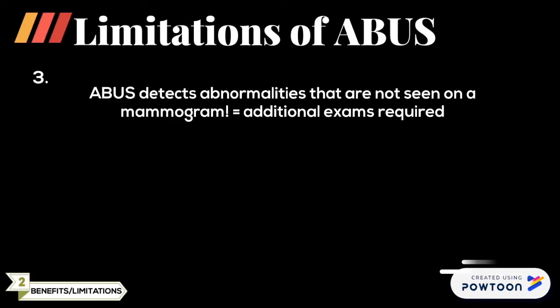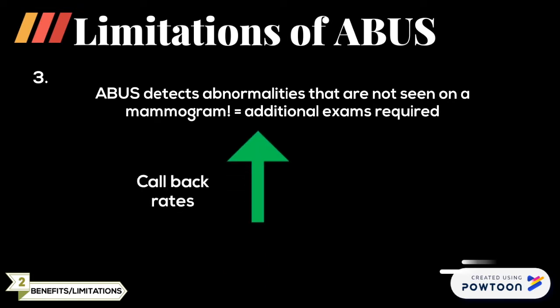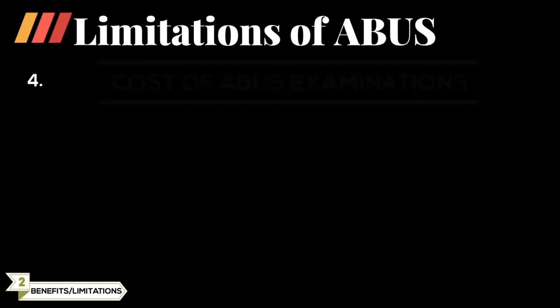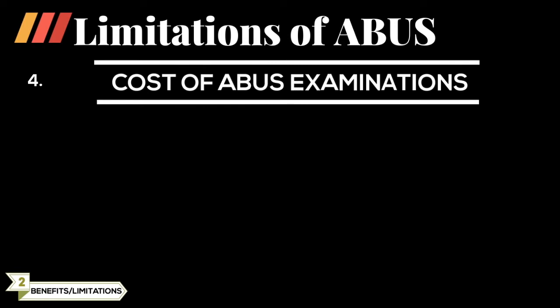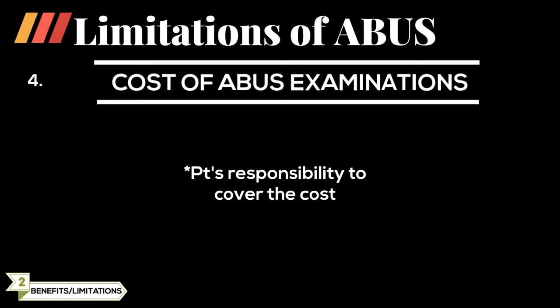ABUS can find small, invasive, negative cancers that are not seen on a mammogram. Since these abnormalities require additional exams such as ultrasound or biopsy, there is an increase in callback rates. Also, we need to remember to resist any extra anxiety because most abnormalities are not considered to be cancerous. Lastly, one of the strongest limitations of ABUS may be the cost of the examination, which is about $400 per examination. However, it is the patient's responsibility to cover the cost since it is not covered by OHIP.